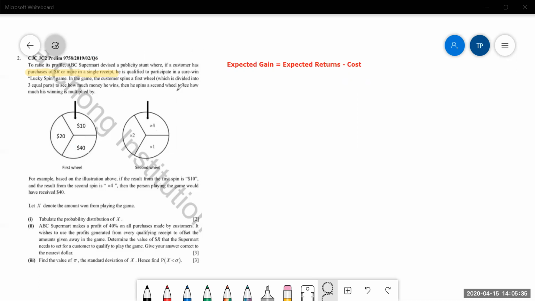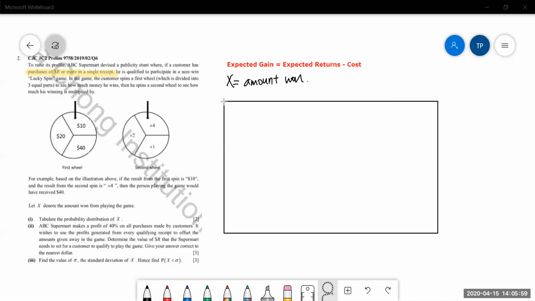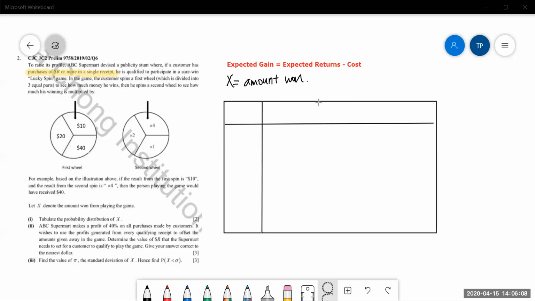Okay, carrying on. For part one, they say tabulate the probability distribution of X. So we need to know what X is first. The question already says X is the amount won. So we have to know what the amount is that we can win, considering all the different multipliers. Make sense? The more organized structure will be to draw a table.